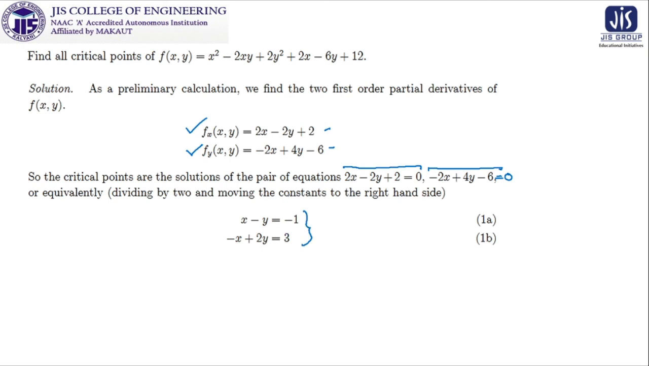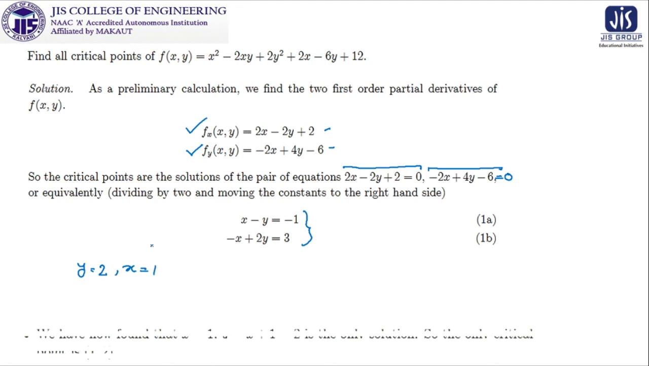Now our job is to find the value of x comma y. It is very simple: if we add them, y is equal to 3 minus 1, that is 2. Putting y equal to 2 in the first equation, we get x equal to 1. Importantly, we are getting only one critical point. It may be a maxima, a minima, or a saddle point, or it may be a case we can't decide, but that is different. The critical point calculation is done, so the only critical point is (1, 2).